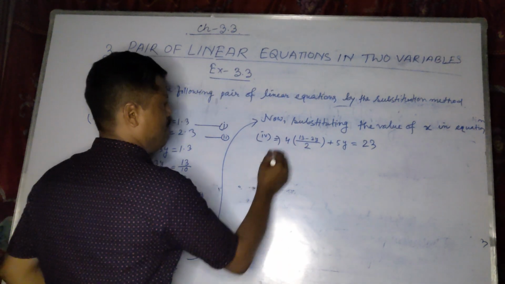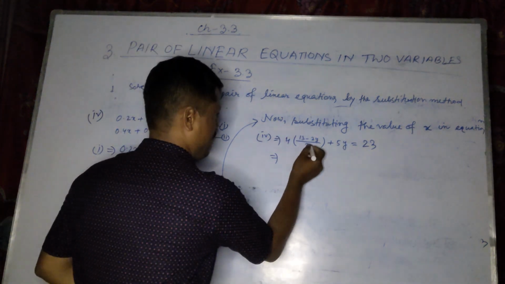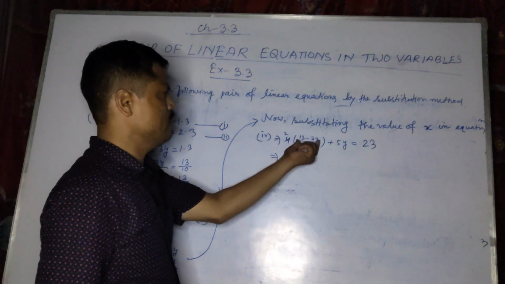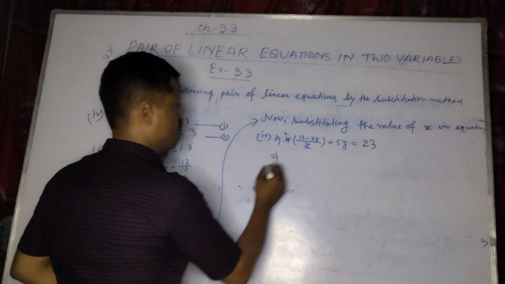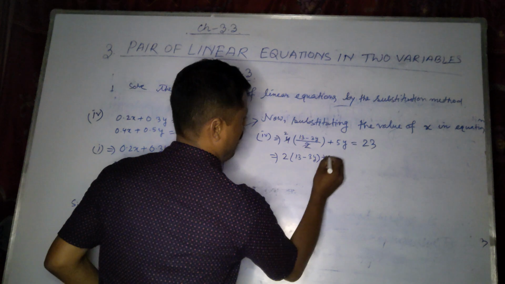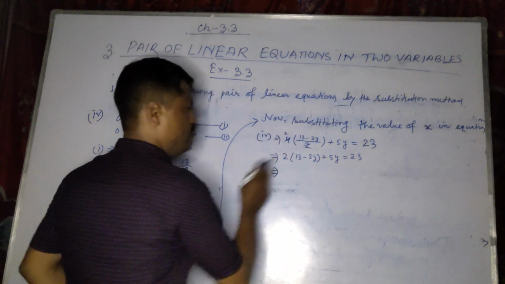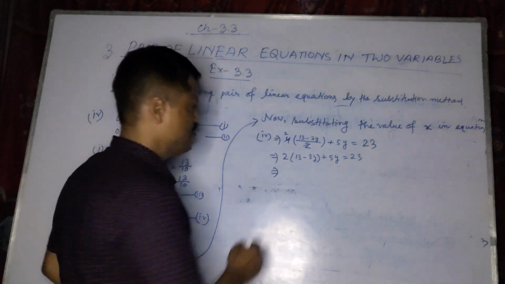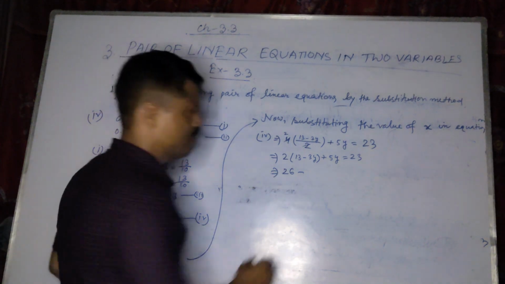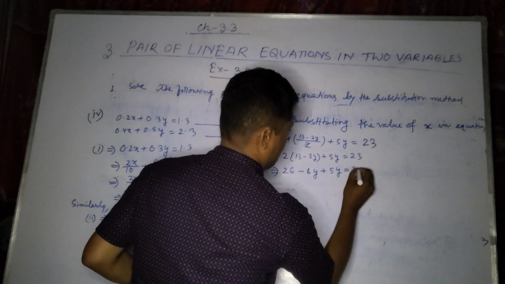So now 4 is multiplied with this, or we can cancel like this: 2 in 4, how many times? 2 times. Then 2 will be multiplied with 13 minus 3y. So 2 multiplied with 13 minus 3y plus 5y is equal to 23. Now 2 into 13 is 26, minus 3 into 2, 6y, plus 5y is equal to 23.